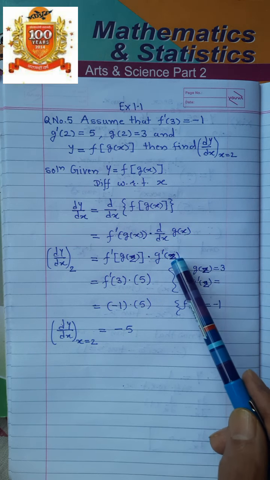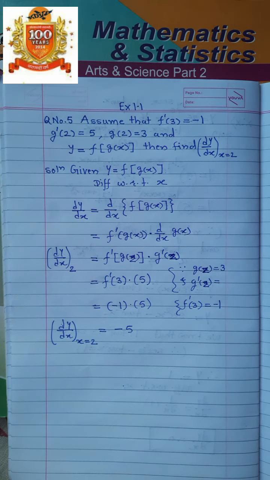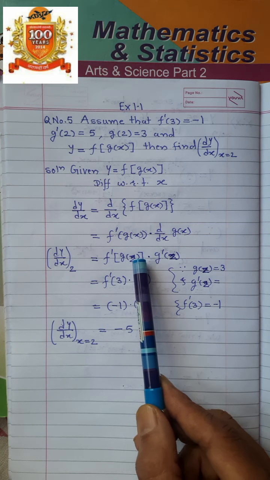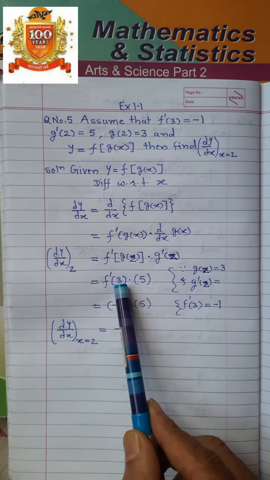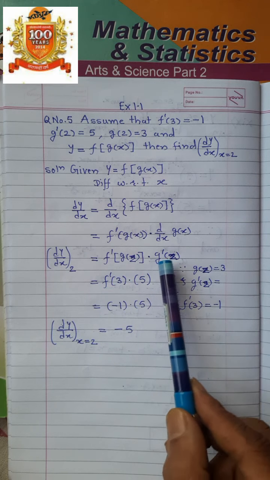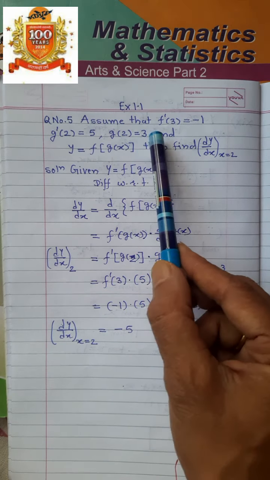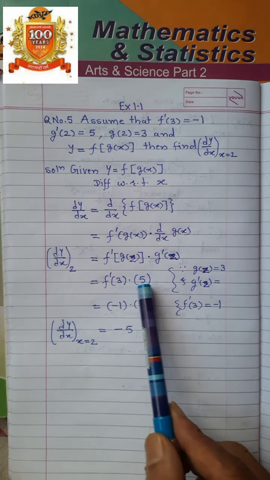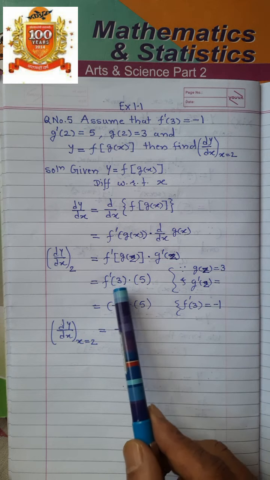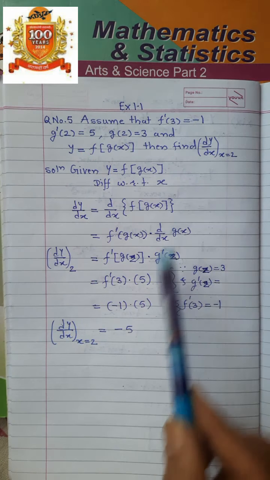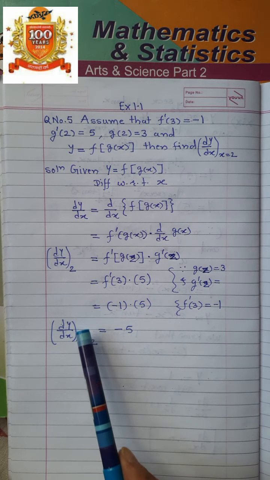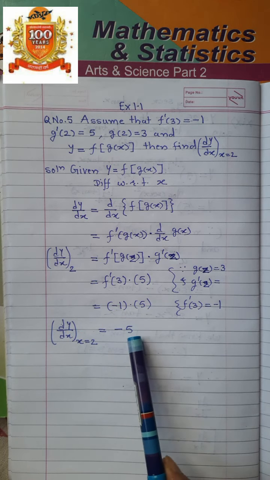Put the value of x equal to 2 here. We get g(2) is equal to 3. Put the value of g(2) equal to 3 here. We have f'(3) into g'(2), that is, f'(3) into 5. Now f'(3) is given as -1, so -1 into 5 is equal to -5. Therefore dy/dx at x equal to 2 is -5.